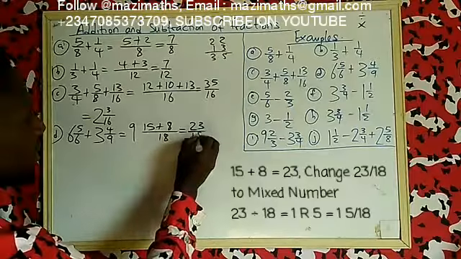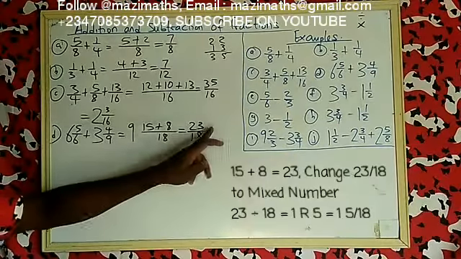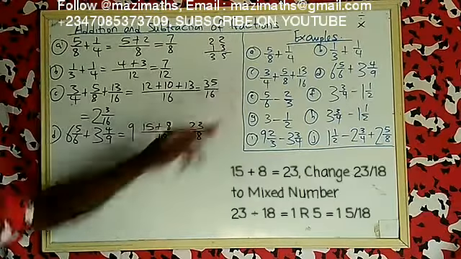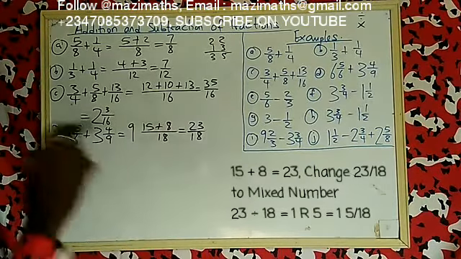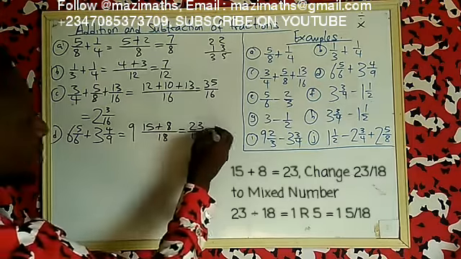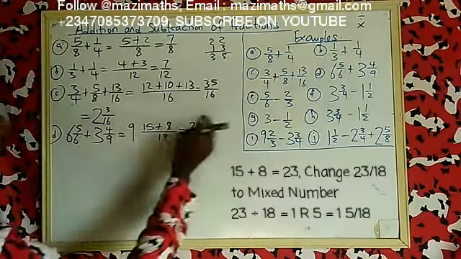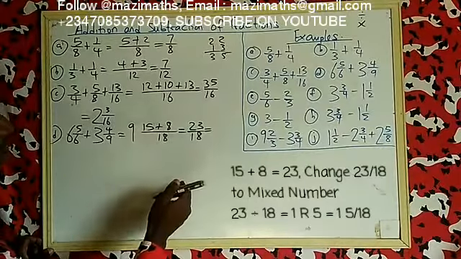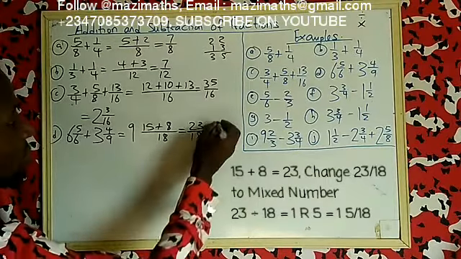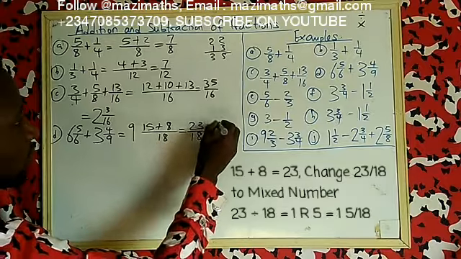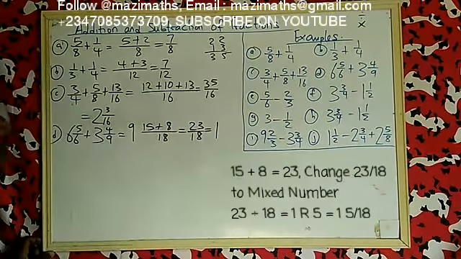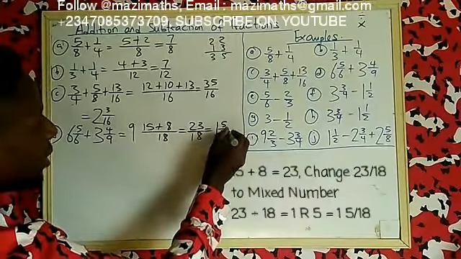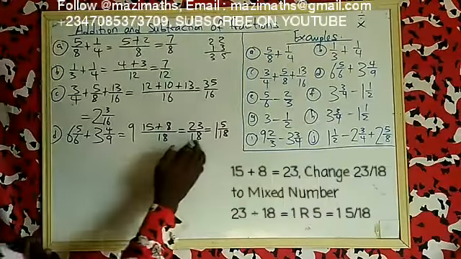23 over 18. Now you can see that we arrive at something similar to the previous one too. This is an improper fraction, this is an improper fraction. So anytime you arrive at an improper fraction, you must change it to a mixed number. Having said that, how do you change to mixed number? You divide 23 by 18. So how many 18s are inside 23? Now 1. It will remain what? It will remain 5, and then over 18.